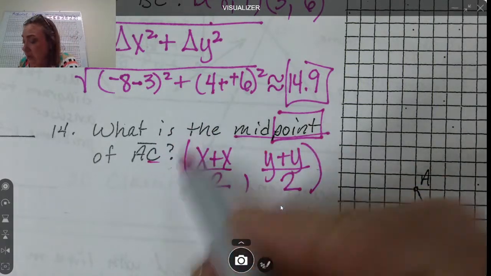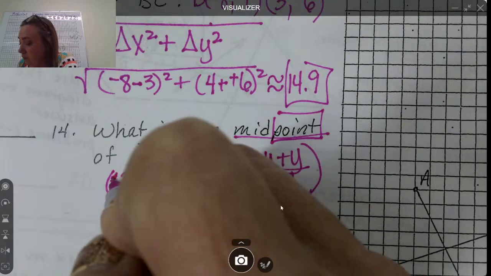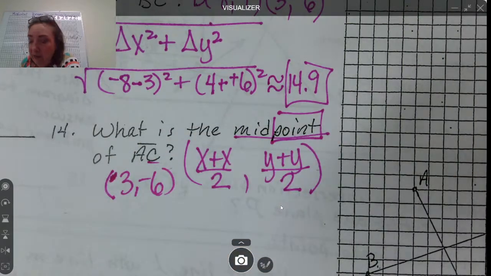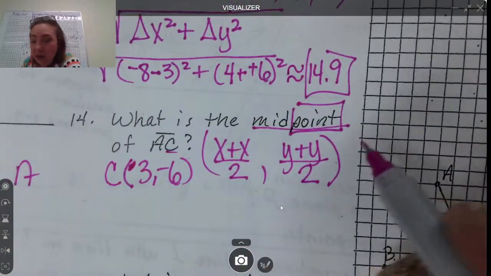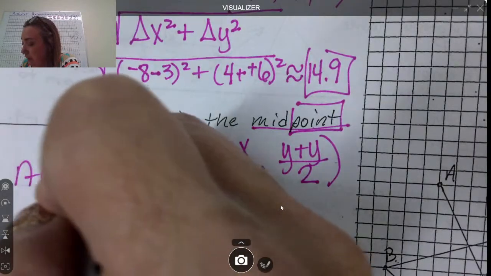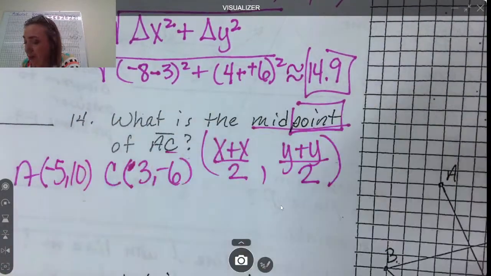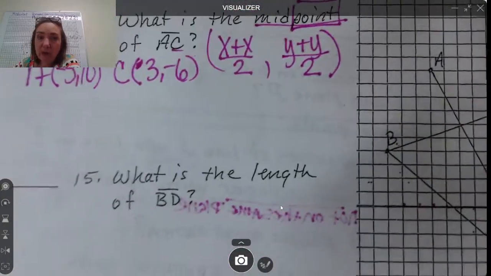We already know C because we found it a minute ago. C was 3, negative 6. That's a positive 3, not a negative 3. And then A, we found in the very first problem was negative 5, 10. We don't have to go back and look at those. We already found them once. There's no need in reinventing the wheel if we already know what they are.